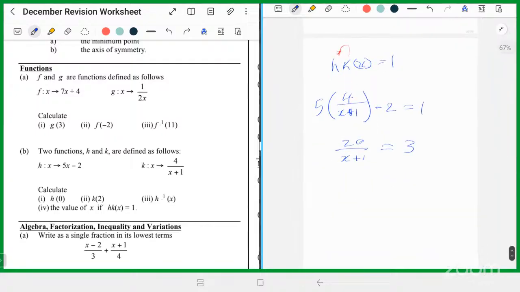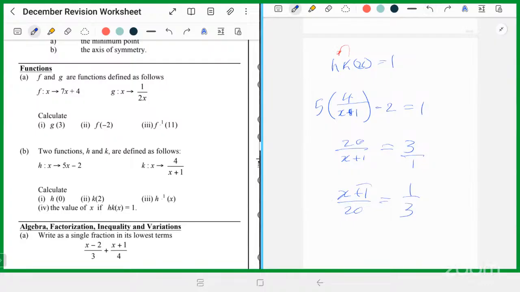And then now I can view this as reciprocal, right? So 3 is the same as 3 over 1. So I can flip this side and flip this side as well. It means that (x plus 1) over 20 is equal to 1 over 3. So I get this on the numerator. I can do that with the entire side.